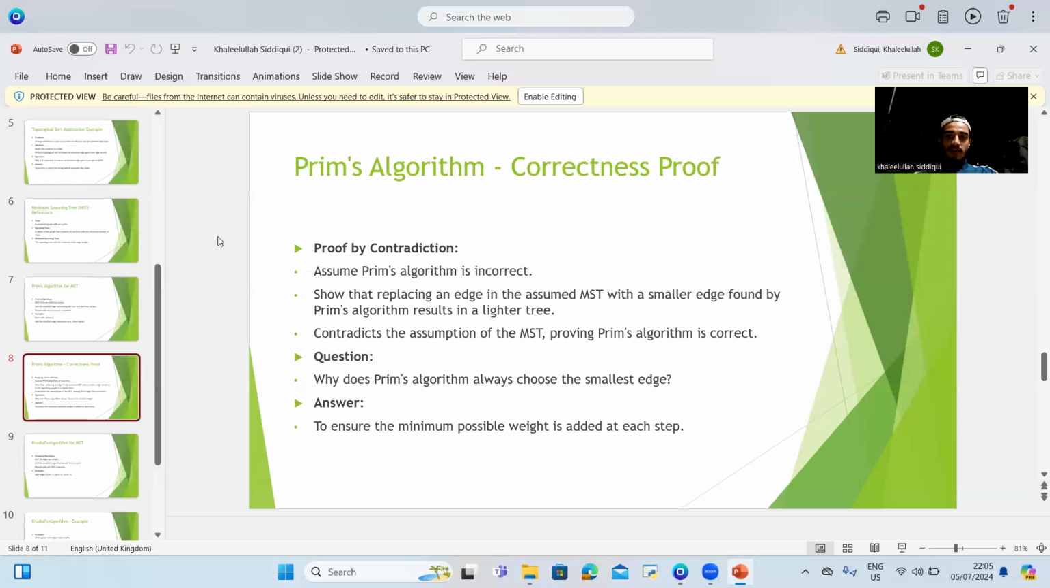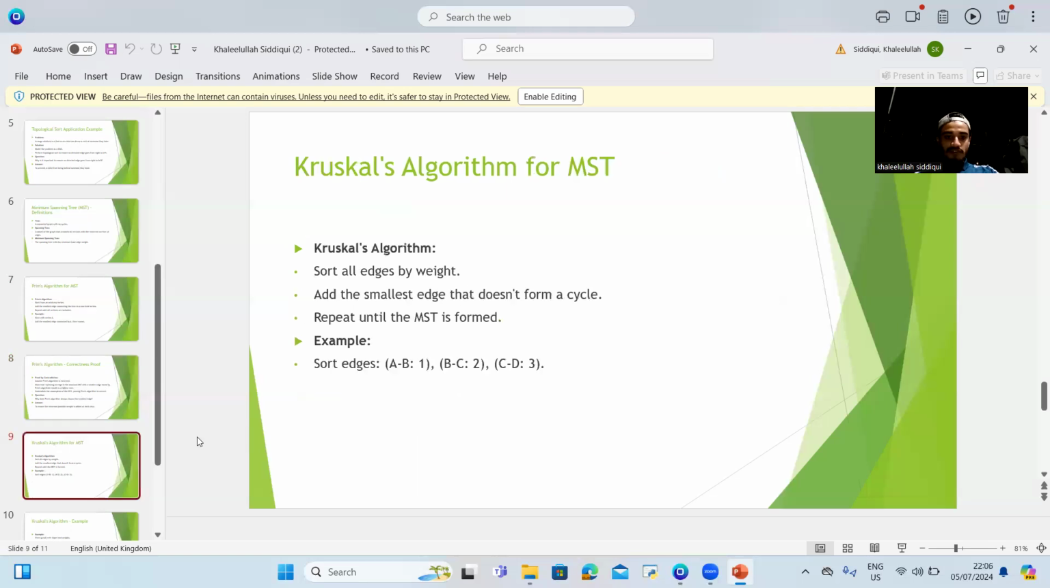Prim's algorithm correctness proof. Proof by contradiction. Assume Prim's algorithm is incorrect, so that replacing an edge in the assumed MST with a smaller edge found by Prim's algorithm results in a lighter tree. This contradicts the assumption of the MST, proving Prim's algorithm is correct. Question: why does Prim's algorithm always choose the smallest edge? The answer is to ensure the minimum possible weight is added at each step.